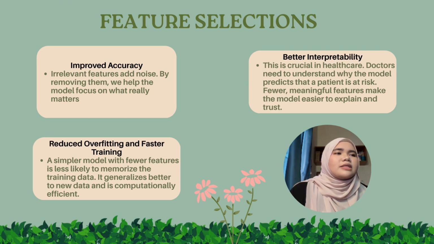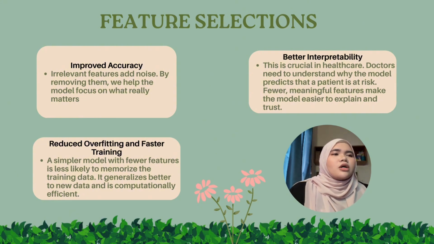A model using a few clear features like high glucose and high BMI can be explained more easily and trusted. There are many methods to select features, like correlation analysis to find which features are strongly linked to diabetes outcomes. Next, recursive feature elimination to test which combination gives the best accuracy. And the last one is using built-in feature importance from models like random forest.